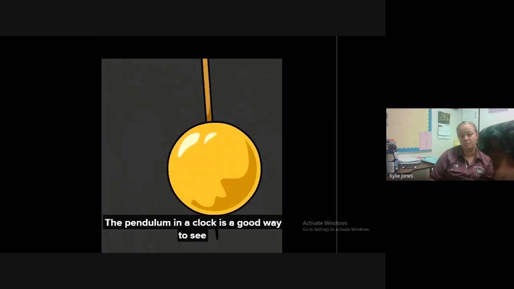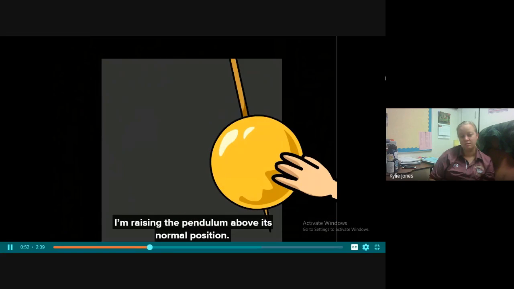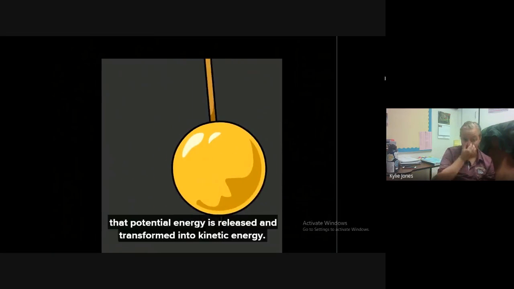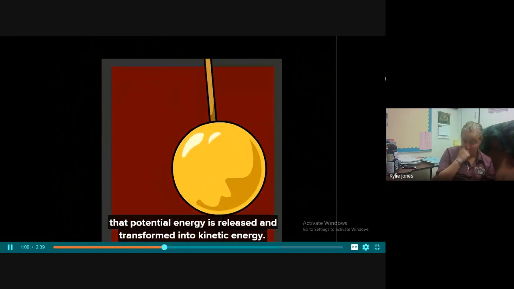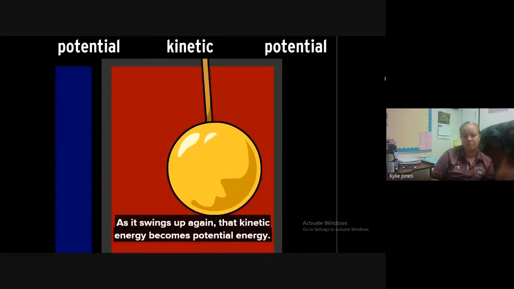The pendulum in a clock is a good way to see how kinetic and potential energy work. I'm raising the pendulum above its normal position. That gives it stored potential energy. When I let it go, that potential energy is released and transformed into kinetic energy. As it swings up again, that kinetic energy becomes potential energy.